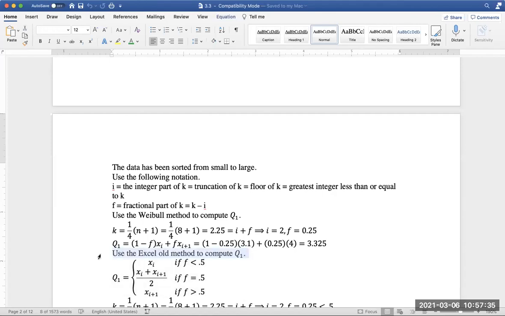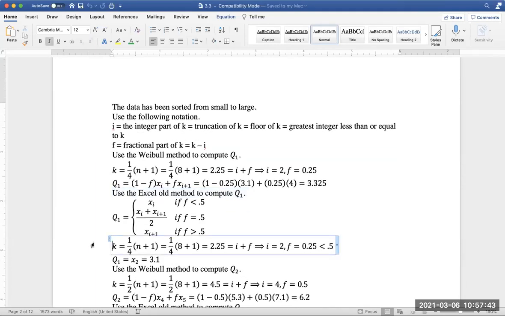Let's use the Excel-Old method to determine the first quartile. Well, k is equal to 1/4 times n plus 1, 2.25. So the idea of the Excel-Old method is, you round to the nearest integer. So if this is 2.25, then we round it to look at the ith number. Suppose this was 2.85, then I would round it up to 3, and look at the number in the third position. If this was exactly 2.5, then it's halfway in between, and like what we did before, you add up the two middle terms and divide by 2.